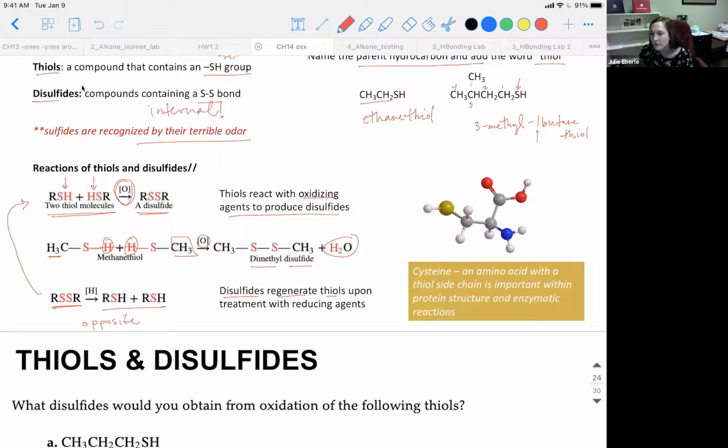Why is this important? This is really, really important when we get to proteins and enzymes. Y'all are familiar with amino acids, I'm sure. Whether you can name any amino acids or not is not necessarily important to me right now. But cysteine is a very important amino acid structurally for proteins. This yellow atom indicates a sulfur and a hydrogen. All the white spheres are hydrogens. Gray is carbon. Red, I think, is oxygen. So we have a thiol group on our amino acid cysteine here, a thiol side chain. It's important within protein structure and enzymatic reaction. We'll come back to cysteine and disulfide bonds for sure. You will see disulfide bonds again.